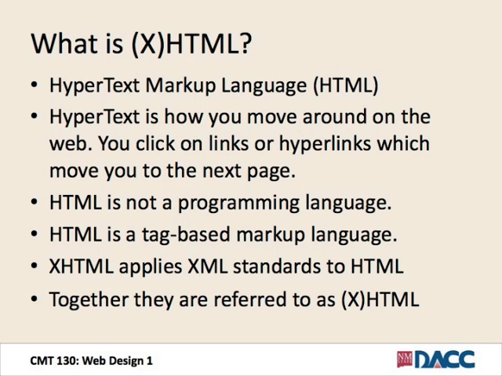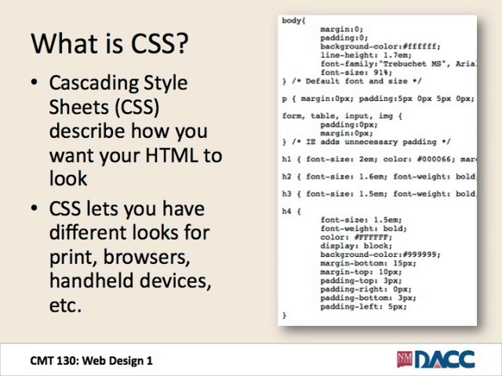XHTML applies XML standards to HTML, and together they're referred to as X in parentheses HTML. Where HTML is used to describe the structure and format of a page, CSS is how you make it pretty. CSS stands for Cascading Style Sheets, and it describes how your HTML is going to look in a browser. You can also create different looks for different media, so you can have a different CSS for print, for browsers, handheld devices, and so on. We'll start writing CSS towards the middle of the semester.